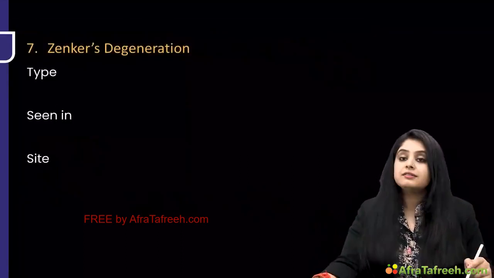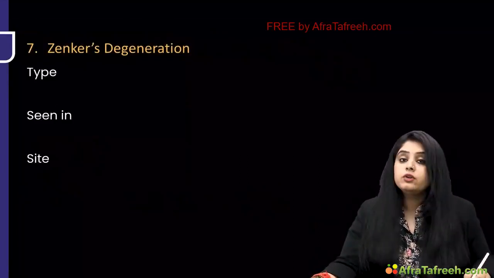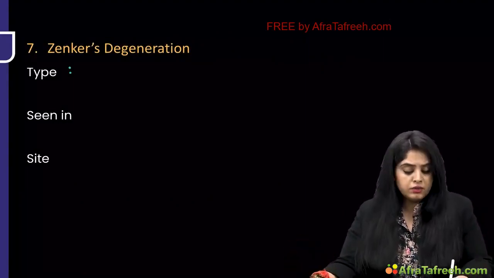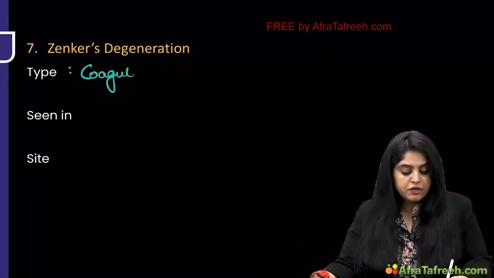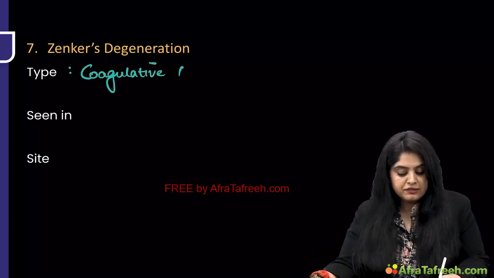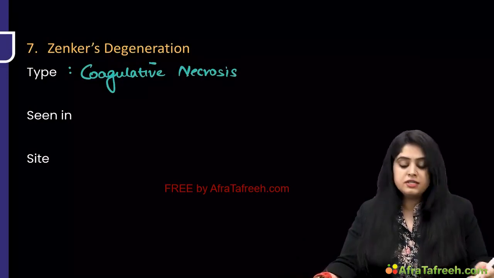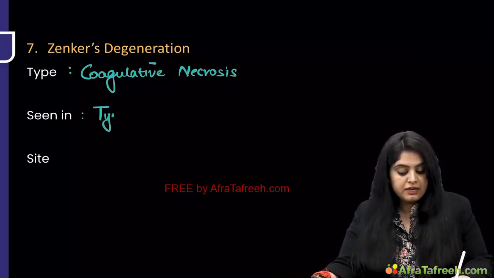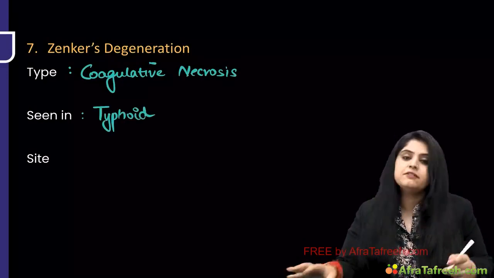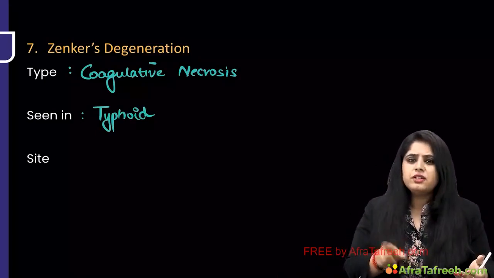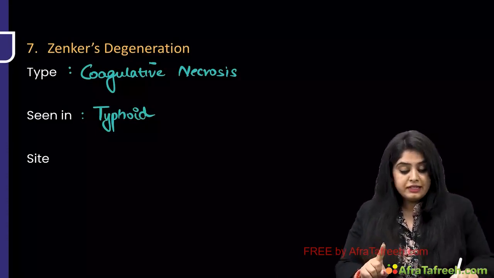There is something known as Zenker's degeneration. What do you mean by that? So firstly, again, for a pathologist it is nothing new. This is nothing but a type of coagulative necrosis. It is a type of coagulative necrosis. So why is it different? Because this is seen in typhoid patients, salmonella. What is typhoid? Typhoid is a food poisoning, right? So you will say, ma'am, is Zenker's degeneration a food poisoning? No. It is seen in typhoid.